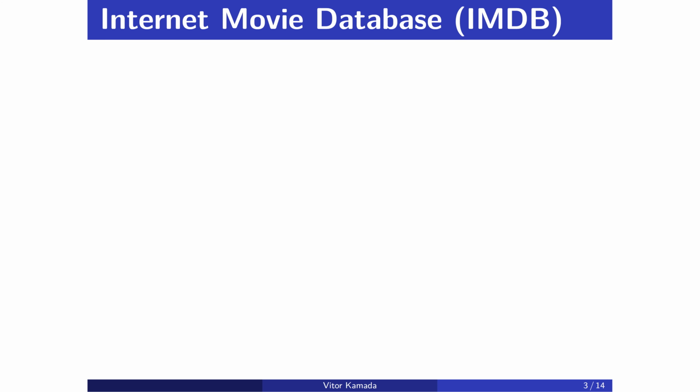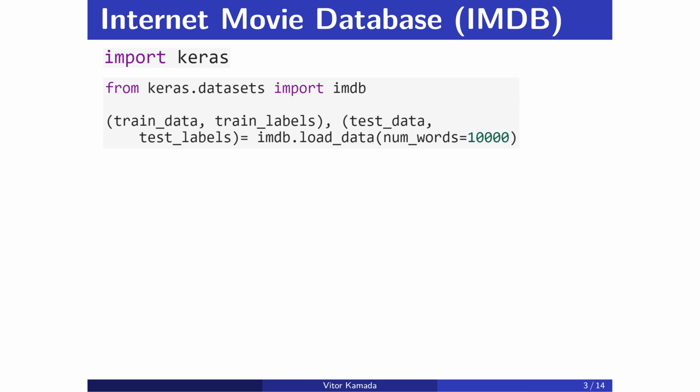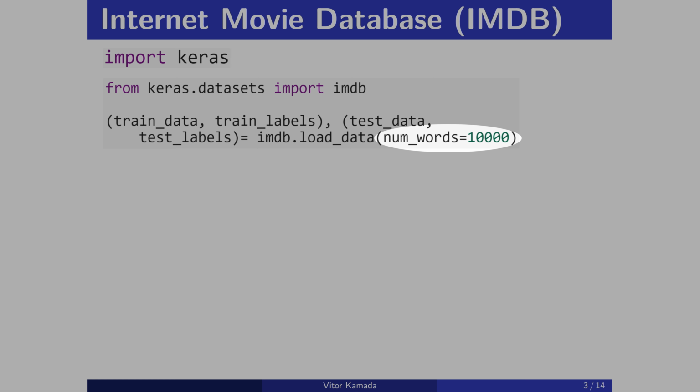Let's load the Internet Movie Database. We import Keras, and from Keras datasets we import the Internet Movie Database. We save the data in train data, train labels, test data, and test labels. See that we put number of words 10,000. That means we restrict our analysis to just the 10,000 most common words in the movie reviews.